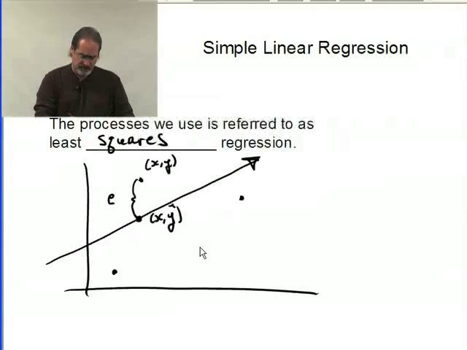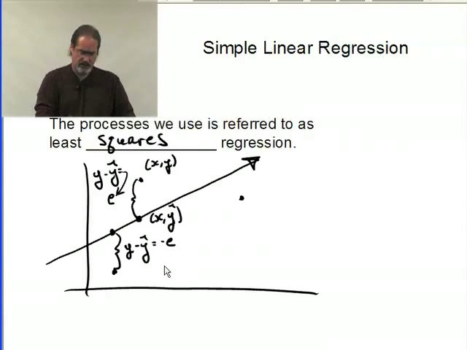So what least squares says is, all right, when the actual value is above the line, if I subtract y minus y hat, that gives me a positive value of E. For values below, y minus y hat will give me a negative value for E. So this distance here, the error, would also be negative, some negative value for E.